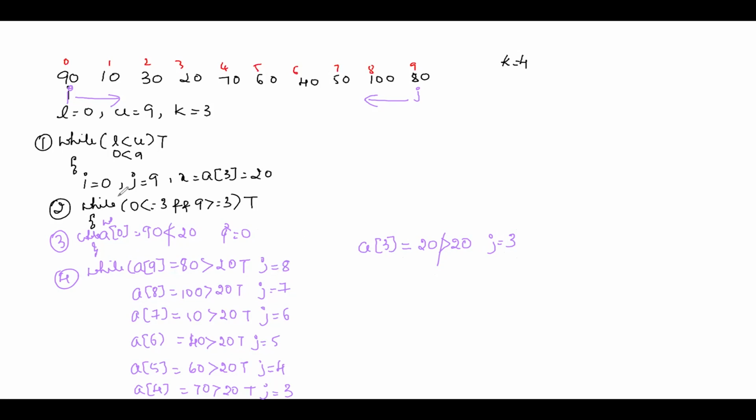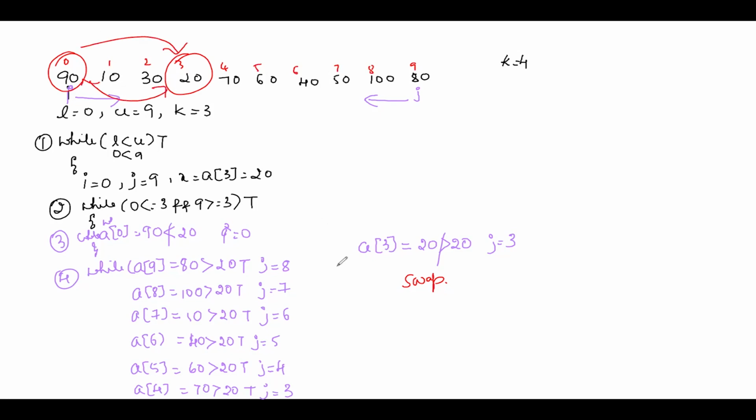Once both the conditions fail, we are supposed to swap the values. Hence, we are going to swap. So what are we going to swap? We are going to swap A of 0 and A of 3. These two values are going to get swapped. After swapping this, we will get a new array.